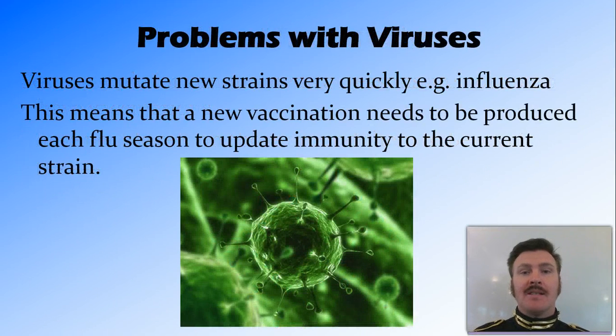Now, the problem with viruses is that they mutate very quickly. For example, the flu virus mutates very quickly, which means that you can catch many different types of the flu. So each time you get the flu, you're actually getting a different strain of the flu. What that means is that a new vaccination needs to be made for each one of these strains. So if you're getting a flu vaccination, they bring out a new one just before flu season every year. And that updates the immunity within your body so that you're then immune to the current, new strain of the virus.